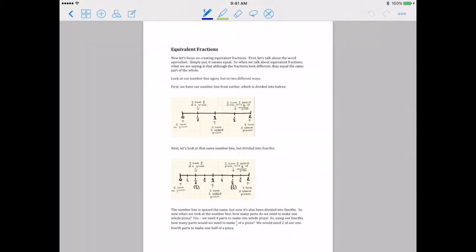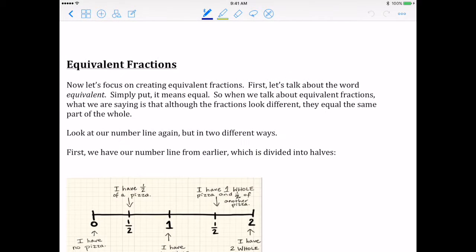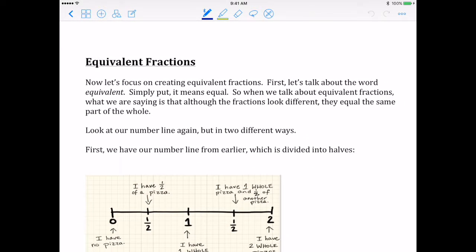All right, so let's go on to page 2. And now we're going to be working with making equivalent fractions. So now let's focus on creating equivalent fractions. First, let's talk about the word equivalent. Simply put, it means equal. So when we talk about equivalent fractions, what we are saying is that although the fractions look different, they equal the same part of the whole.